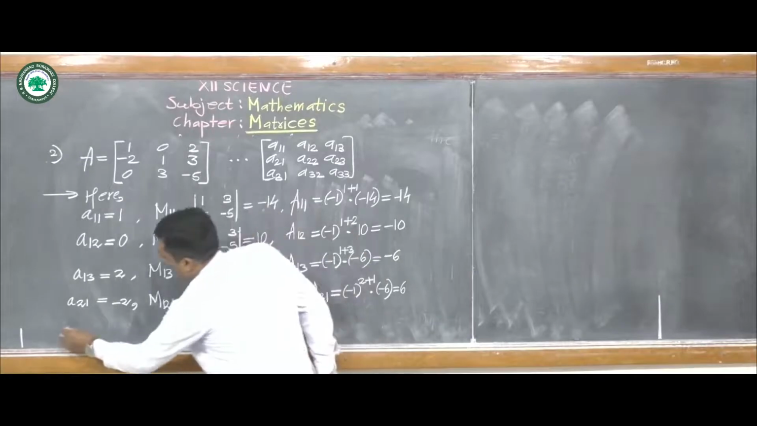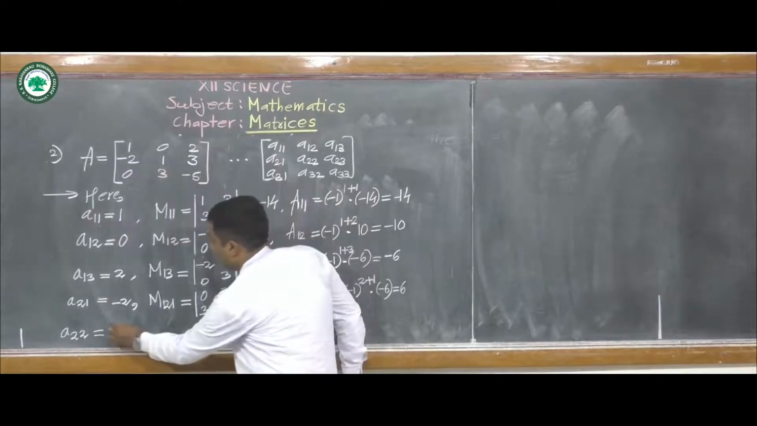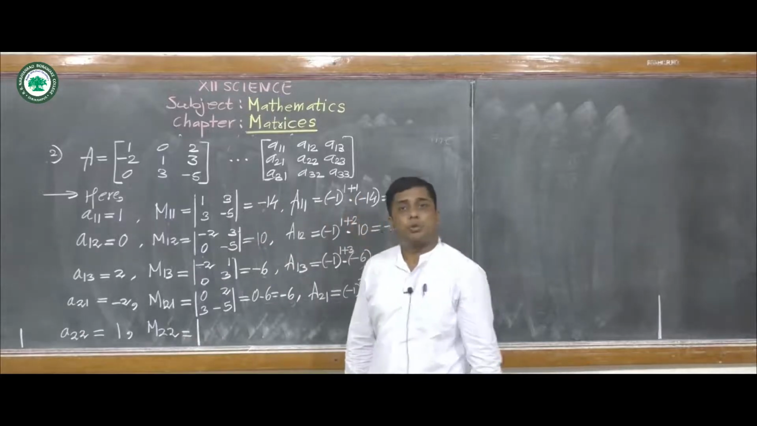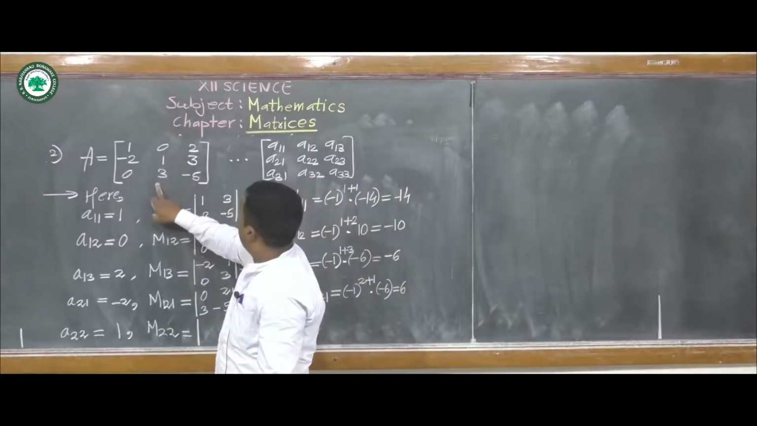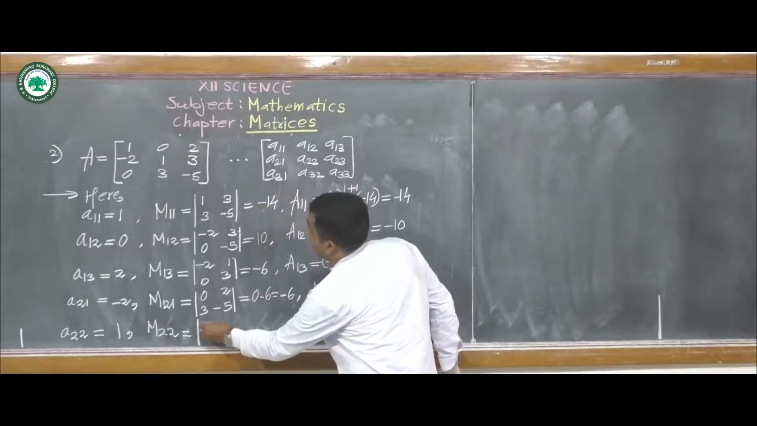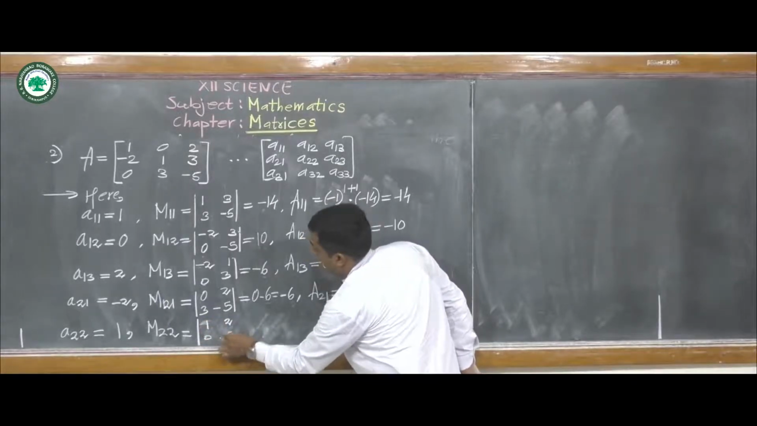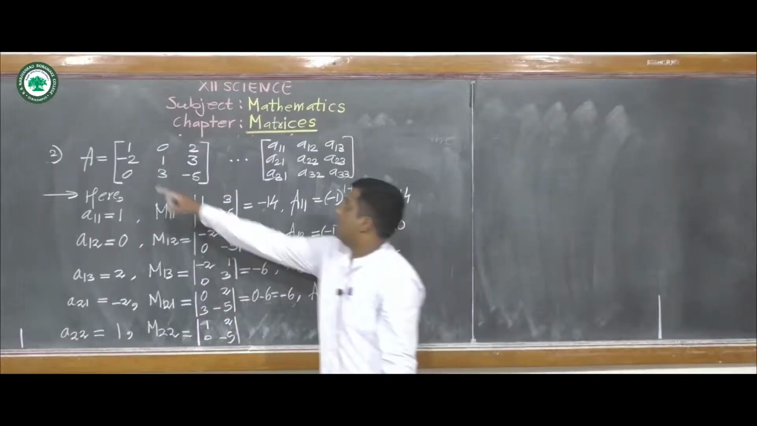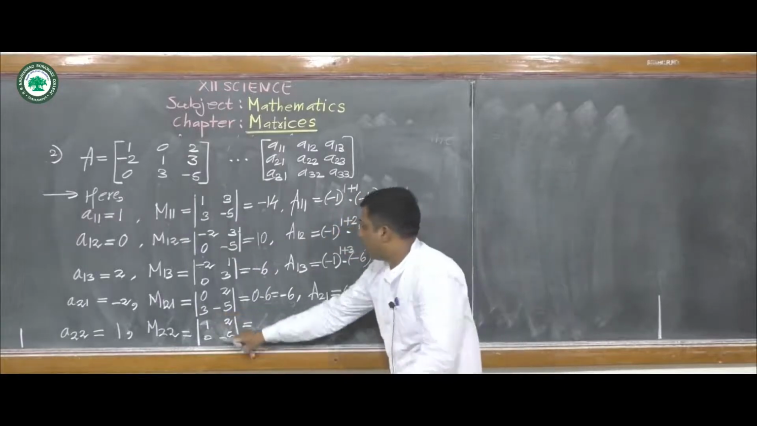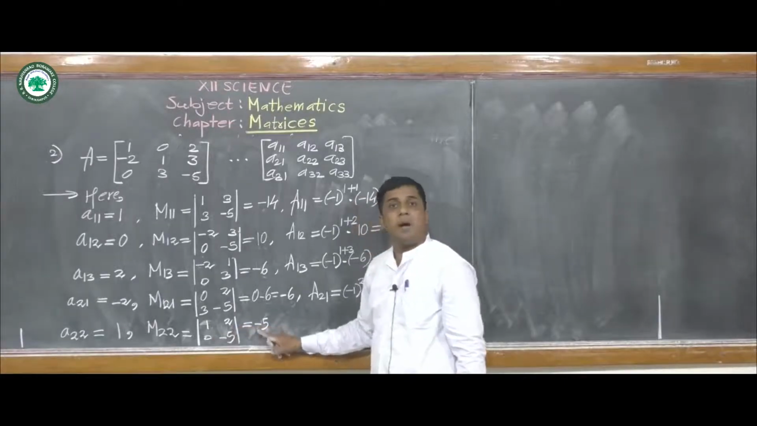Then for the next element, A22 is equal to 1, and its minor M22 is in the second row, second column. We delete the second row, second column and consider the remaining elements in the determinant. So in the determinant, 1, 2, 0, minus 5. This is equal to 1 into minus 5 is minus 5, with minus sign 0 into 2 is 0. So we have only minus 5.